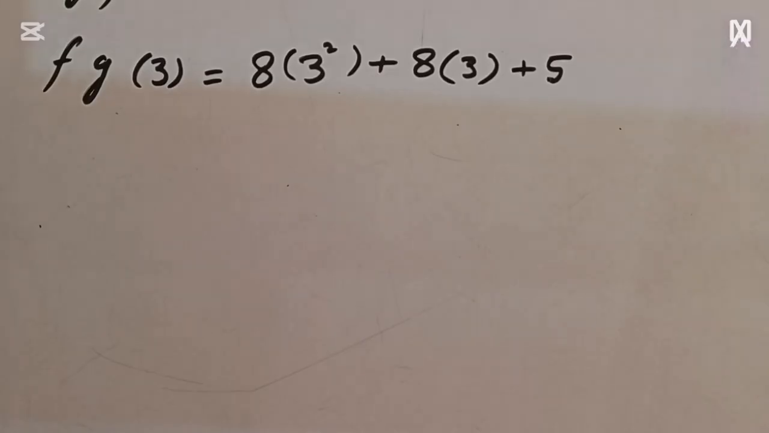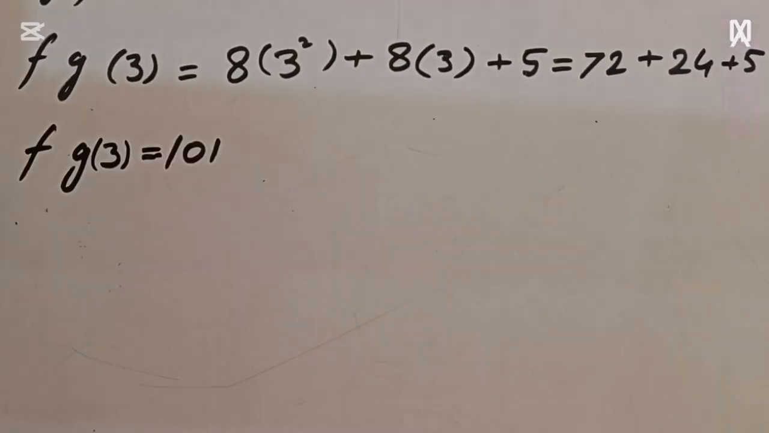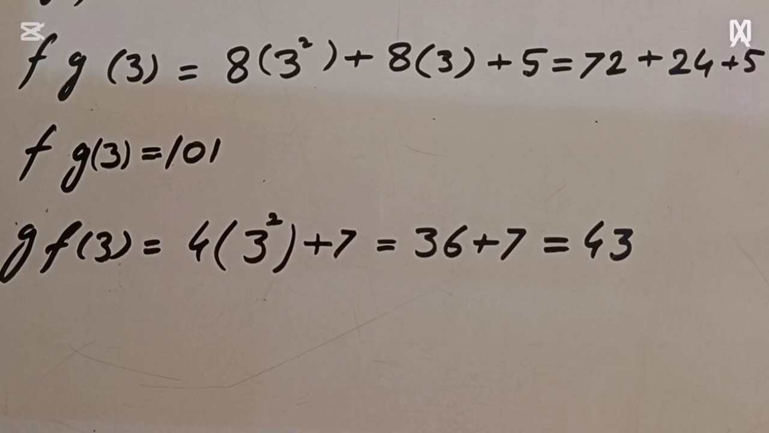After putting the values, solve it. f of g at 3 equals 101. Now we find out g of f at 3. g of f at 3 results 43.